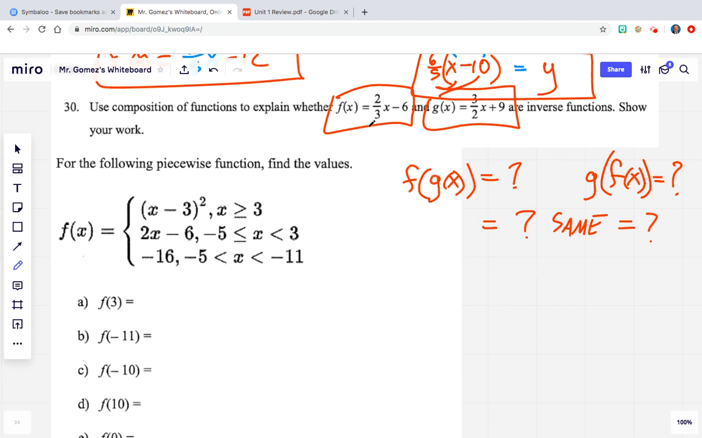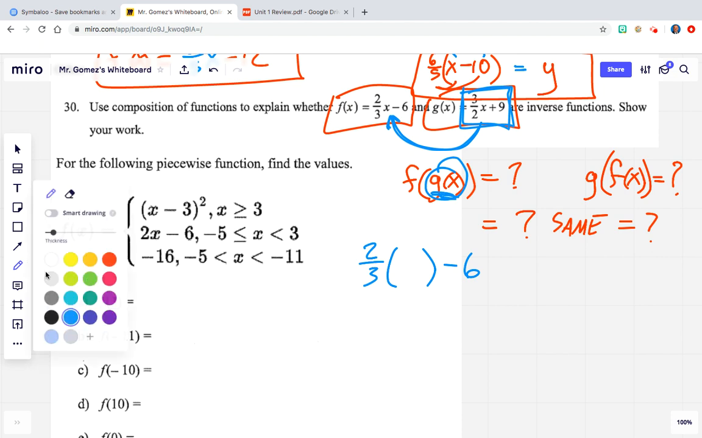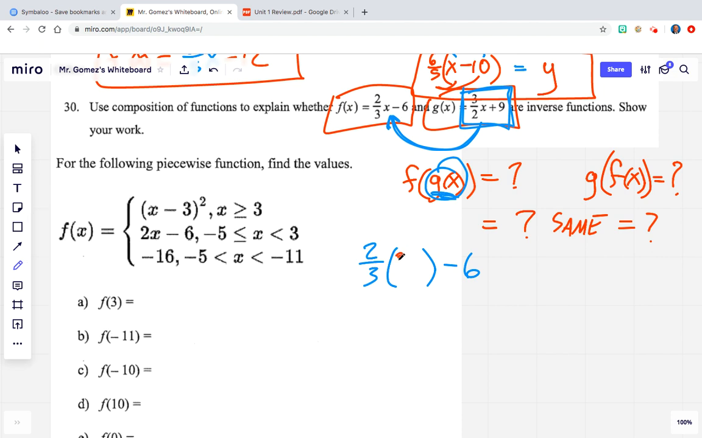So let's go ahead and begin by doing f of g of x. That means I'm going to take whatever g of x is, which is all of this, and I'm going to put it into the x placeholder on the other function known as f of x. So let's build this real quick. We have 2/3 x minus 6, and like I said, I'm going to take all of g of x, which is all of this, and I'm going to plug it into the input variable into f. All right, so let's go ahead and do that. We have 3/2 x plus 9.